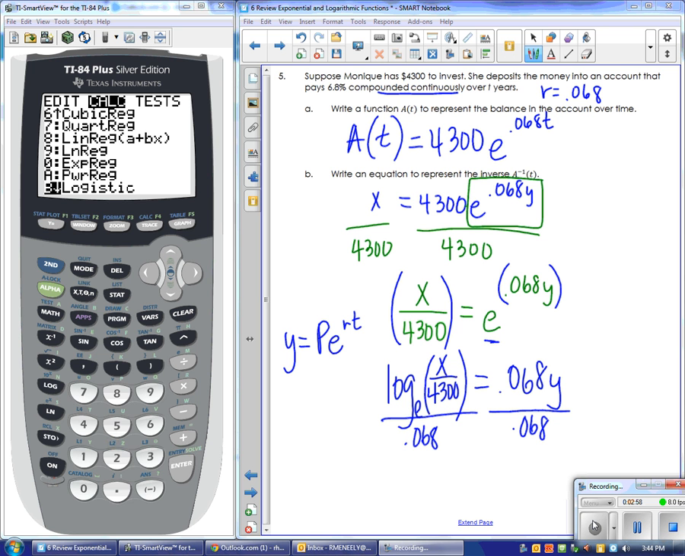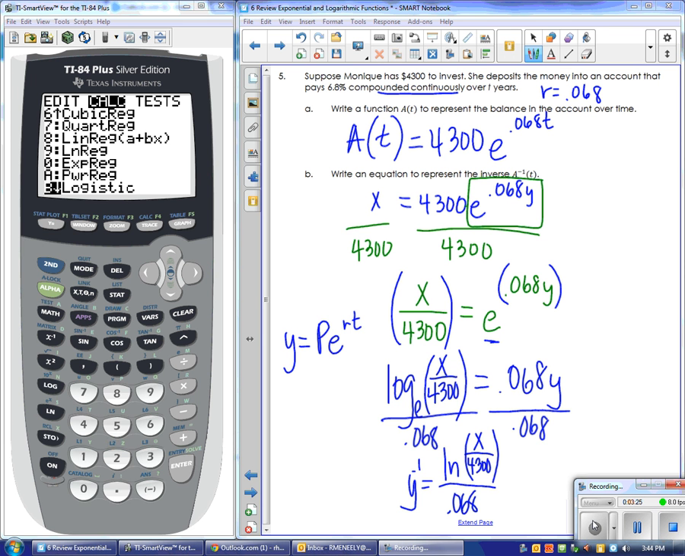And so my final answer then would be that y is equal to, now the log base e, remember, is just the natural log, and that's how you have to be able to recognize it on the test. If you wrote log base e, that's not wrong, but just know that on the test, or what you'll see in a book, is going to be the natural log, which is ln, and then the denominator is going to be 0.068.